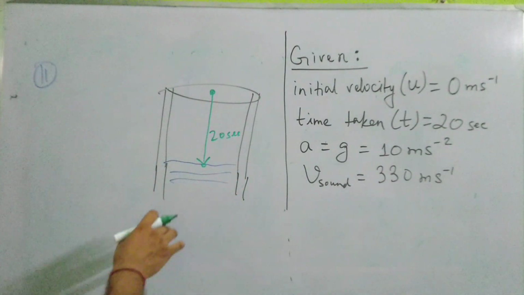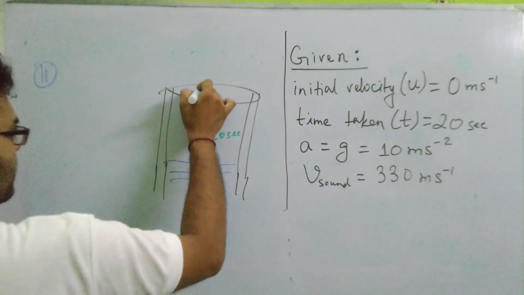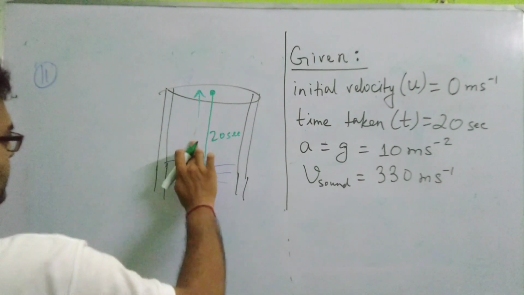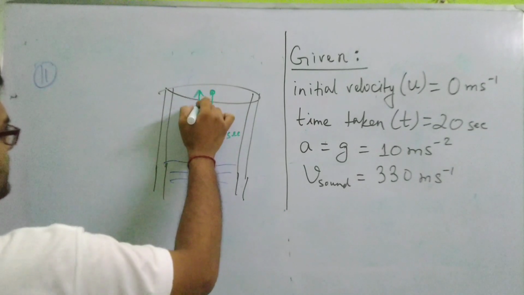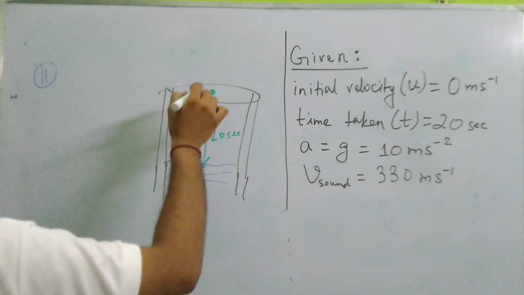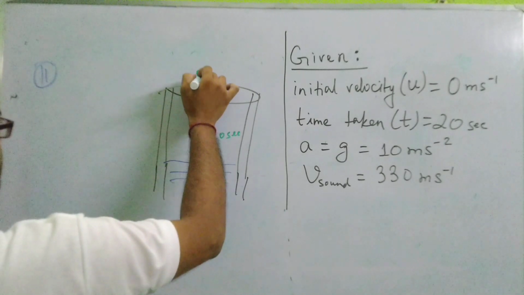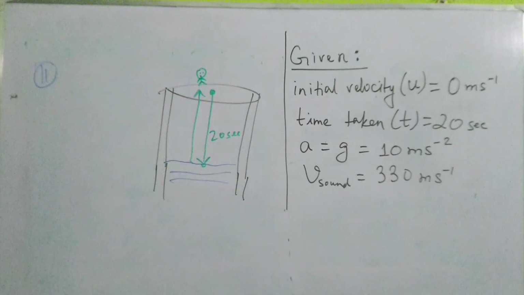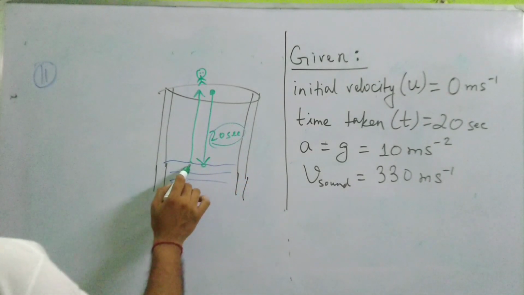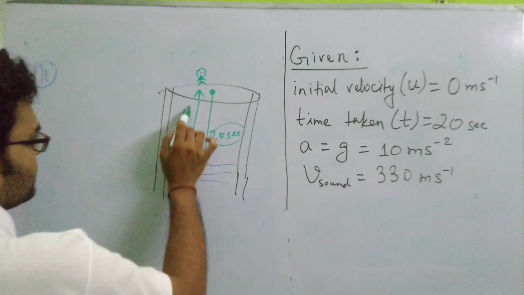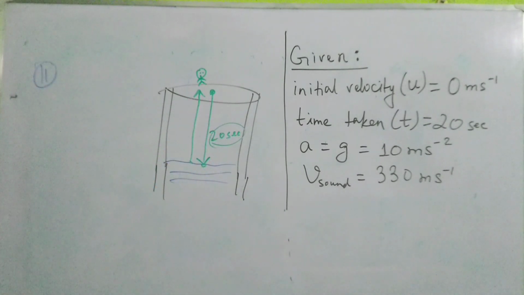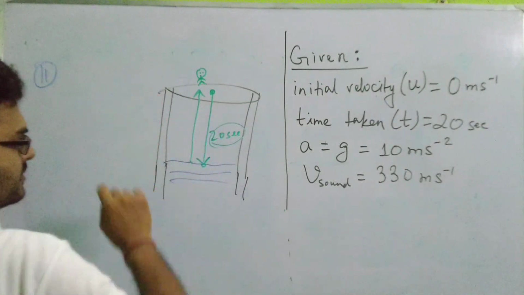That sound will again travel back, and if a person is standing near the mouth of the well, that person can hear the sound of the splash. So here is a person standing, and that person can hear the sound of the splash. We already have this time of 20 seconds, and we need to calculate how much time the sound takes to travel this distance. We have calculated the depth of the well, and it is 2000 meters. So the sound is traveling a distance of 2000 meters, isn't it?